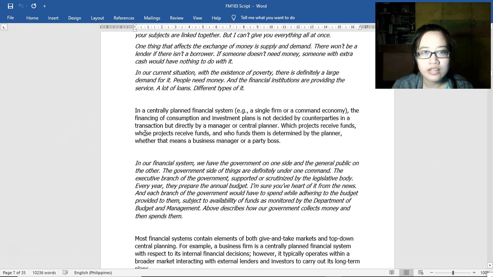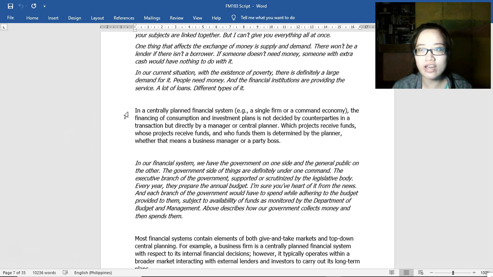Continuing with the article, in a centrally planned financial system, the financing of consumption and investment plans is not decided by counterparties in a transaction, but directly by a manager or central planner. Which projects receive funds, whose projects receive funds, and who funds them is determined by the planner, whether that means a business manager or a party boss.